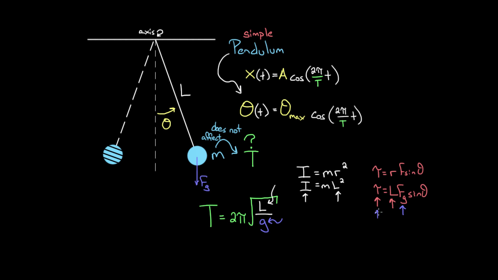That increases the torque, which would increase the angular acceleration, and it would take less time for this thing to go back and forth. That's why the period goes down if you increase the gravitational acceleration. Now, if you're really clever, you'll be like, wait a minute, this is just like the formula for the mass on a spring. If you take the period for a mass on a spring, it was 2 pi square root something over something, and the term on top was the mass connected to the spring, and the term on the bottom was the spring constant.